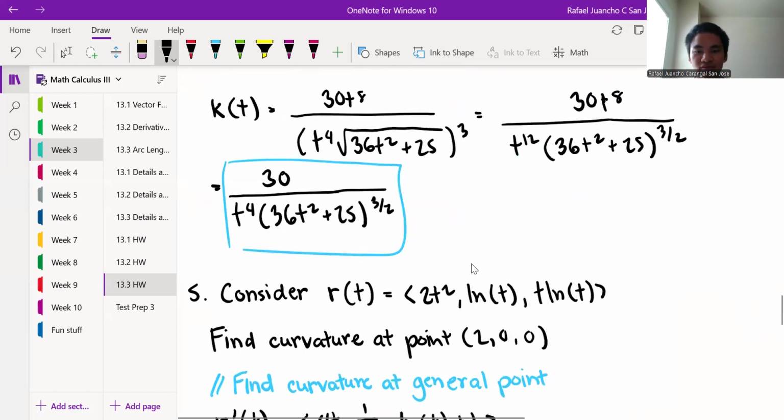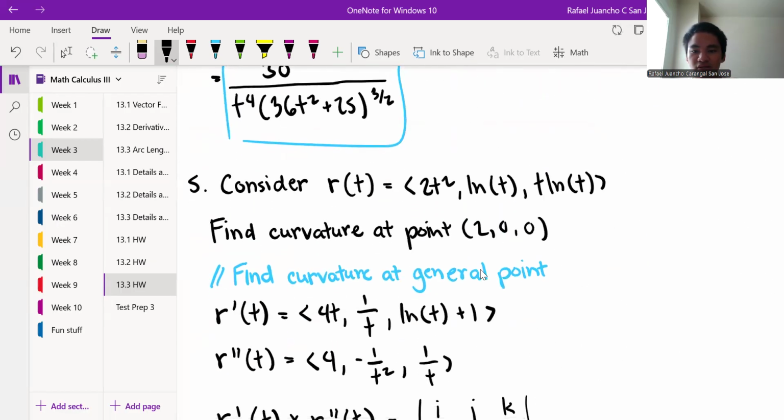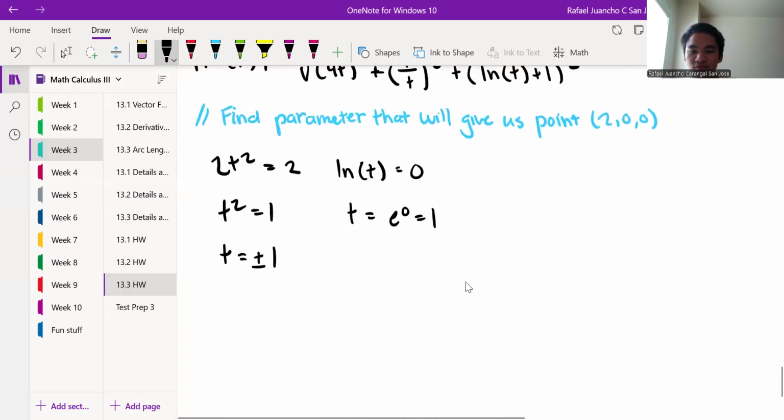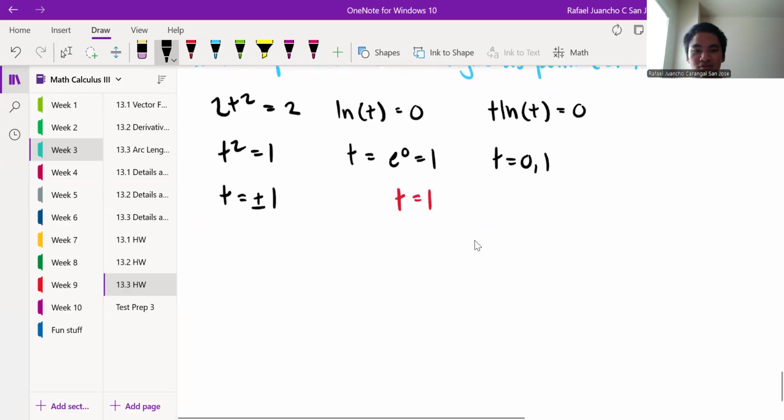Now let's look at the other one. So ln of t is equal to 0. So t is e to the 0, which is 1. And then lastly, we look at t ln t equals 0. So t could be 0 or 1. So which one works? Well, from what we can see, t equals 1 is the common theme here. So that's what we're going to use.